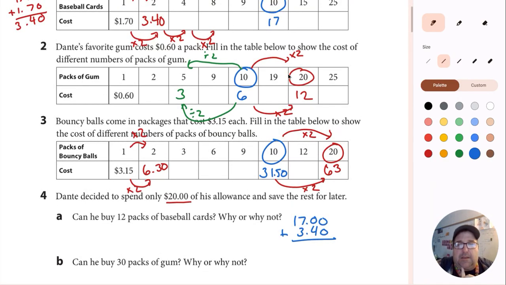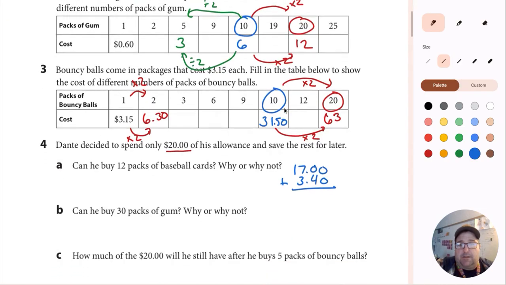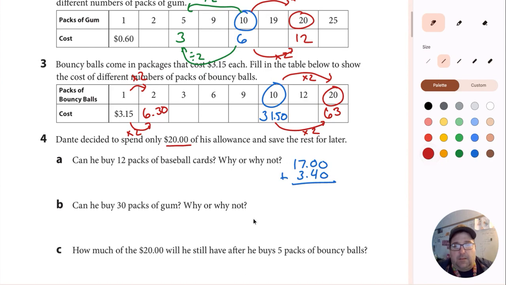Well, again, we figured out how much 10 packs of gum was. That was 6. And the 20 packs, that was $12. So we just got to add the 6 plus the 12, right? So that was $12 plus $6. And then how much of the $20 will he still have left after he buys 5 packs of bouncy balls? So now we know he's got enough, because the question is how much money will he have left?